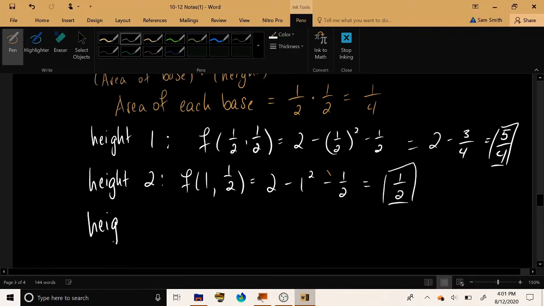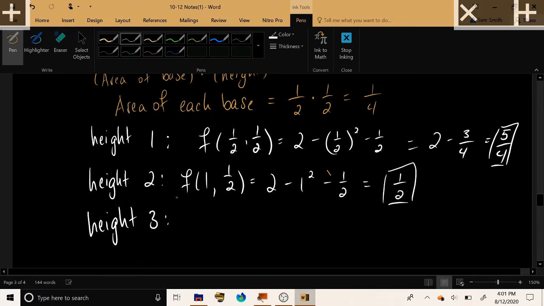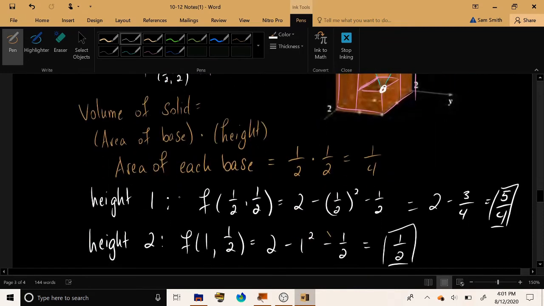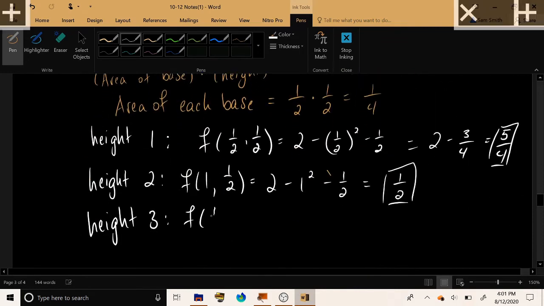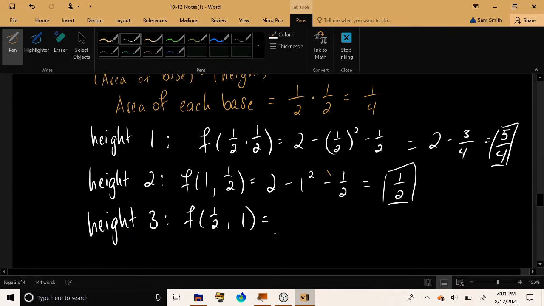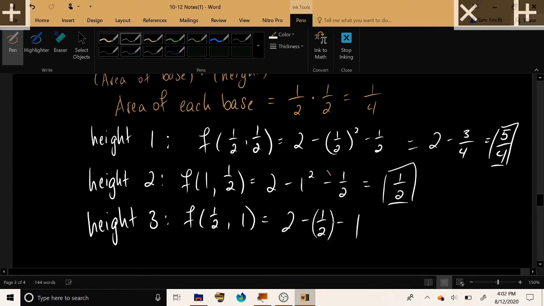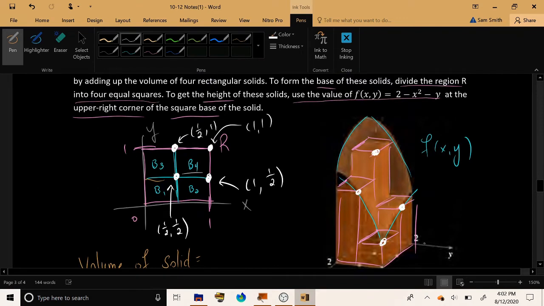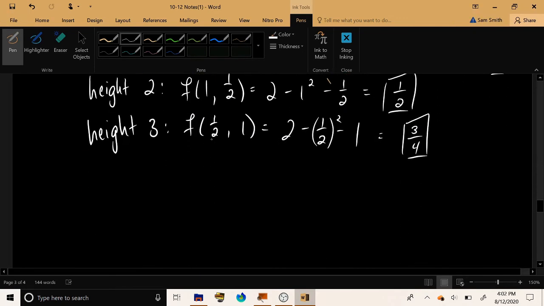Height number 3, we can plug in the upper right corner of box number 3, and we get f of 1/2, 1 equals 2 minus 1/2 squared minus 1. The x-coordinate is squared, so that looks like 3/4 to me. And finally, height number 4 we get by plugging in the upper right corner of box number 4 with coordinates 1, 1.